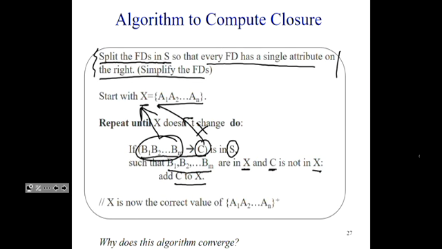Okay? So the first question is why does this algorithm converge? Any sense for why this converges? Why doesn't it just keep iterating indefinitely?